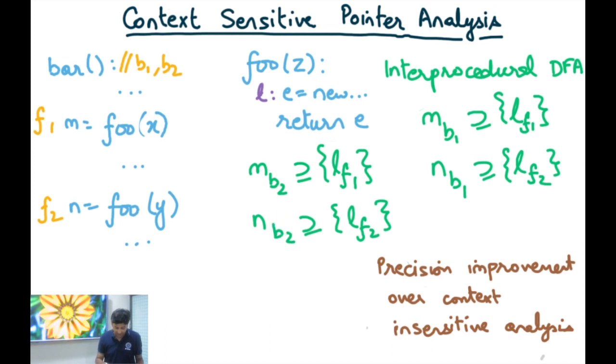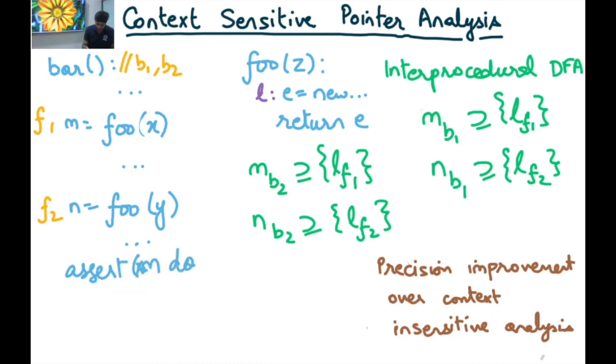Notice that this means that it's possible for MB2 to not alias with NB2 if LF1 and LF2 are different allocations or abstract objects, which they are in this example, which basically means that I can assert here that star M does not alias with star N.